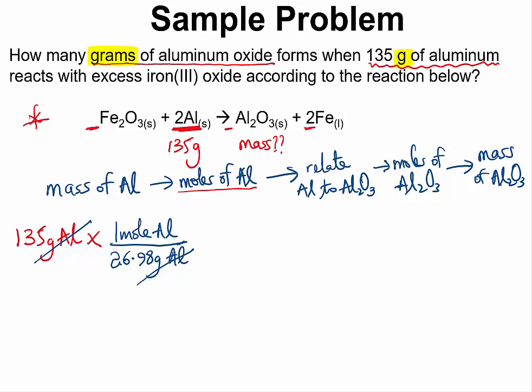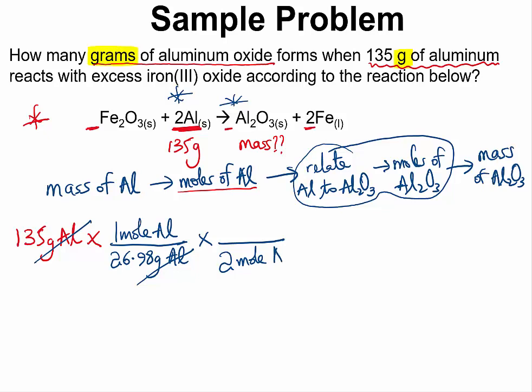Now we move on to the next step, which is to relate what we want to what we know so that we can find what we want. The relationship between the two is that in the balanced equation, normally 2 moles of aluminum will give me 1 mole of aluminum oxide. Moles of aluminum will cancel out.